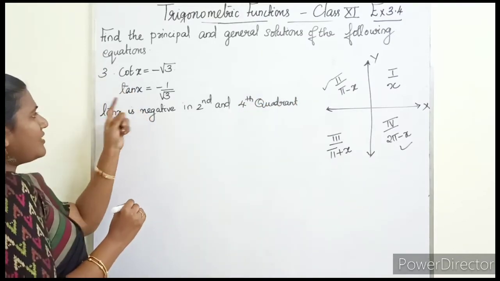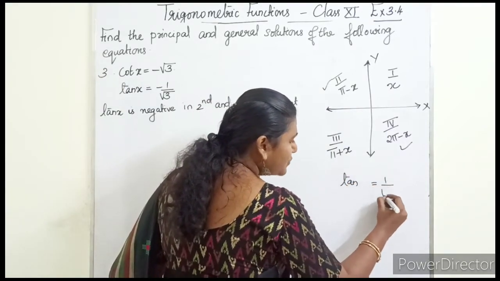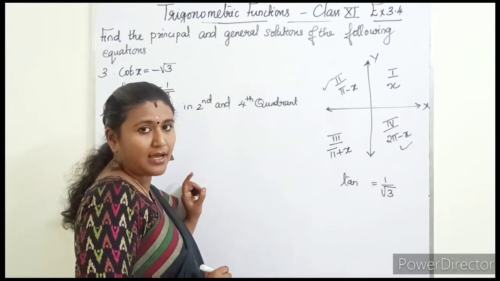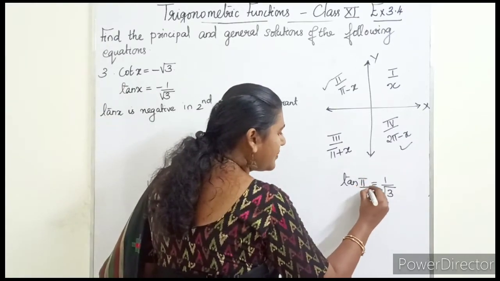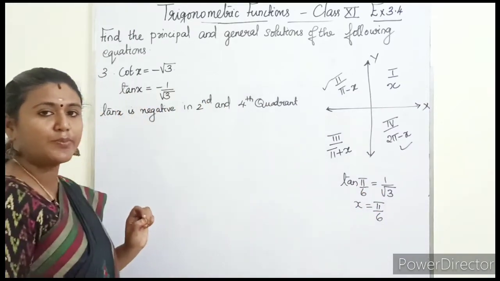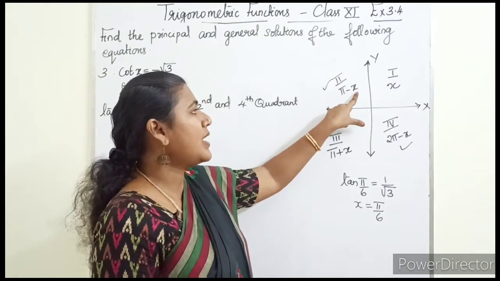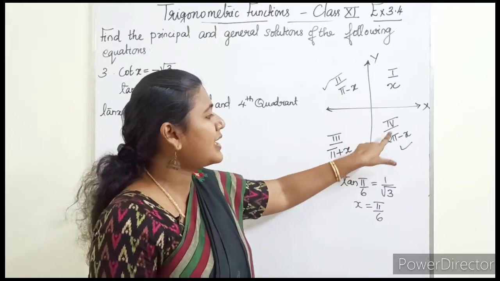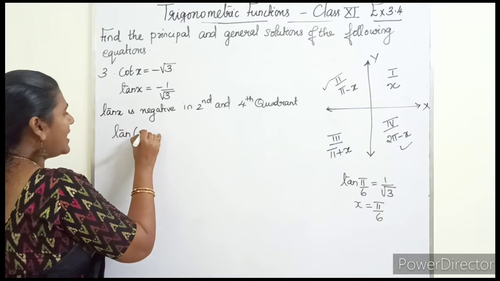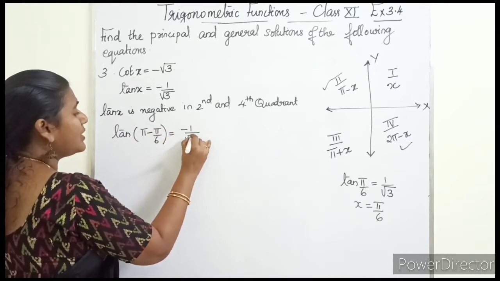Now we will find the value of x for which tan is 1/√3. For which angle is it 1/√3? That is 30 degrees. So 30 degrees means tan π/6. So x is equal to π/6. Now how will you find the angle in the second quadrant? π − x, and in the fourth quadrant 2π − x. So we will calculate: tan(π − π/6) is equal to −1/√3.